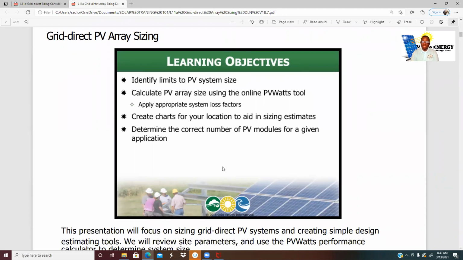There are a lot of factors that comprise the limitations, a lot of factors that affect how large a system can be or how small a system can be. We calculated the PV array sizing using our online PVWatts tools. Apply appropriate system loss factors. We created a chart for our location to help us in the sizing. And we went on to determine the correct number of PV modules for a given application.